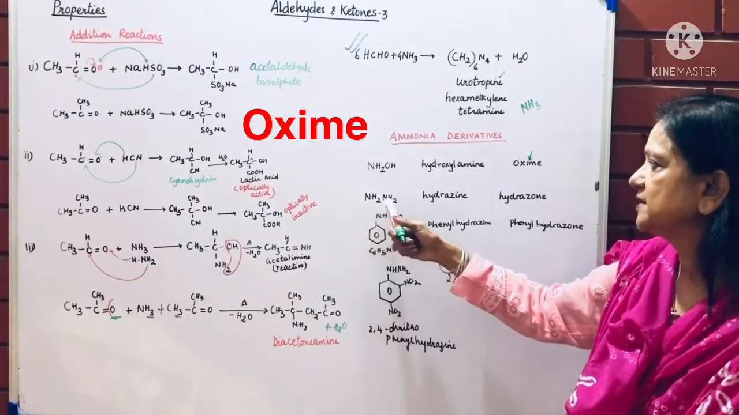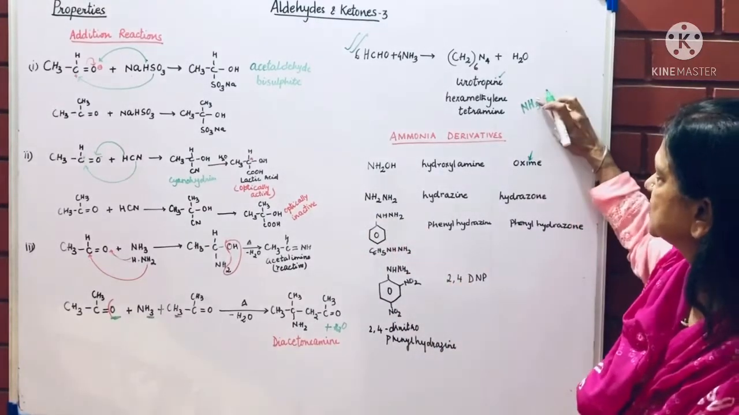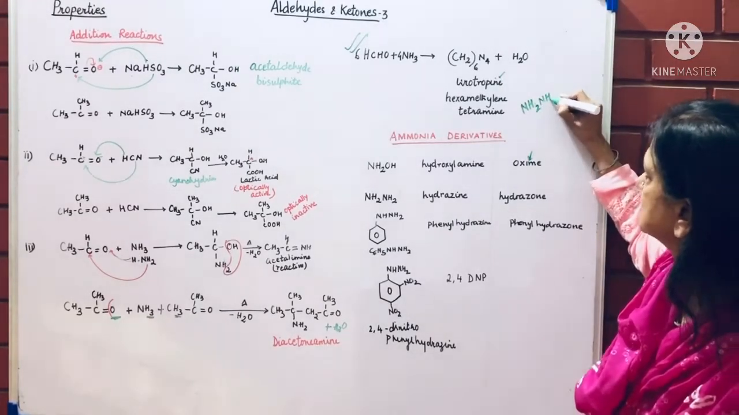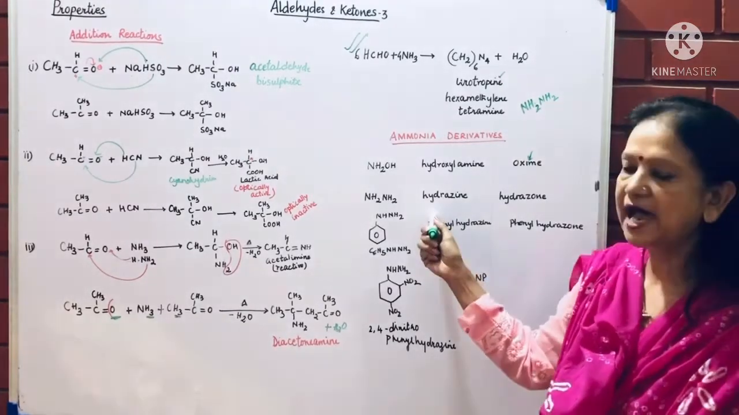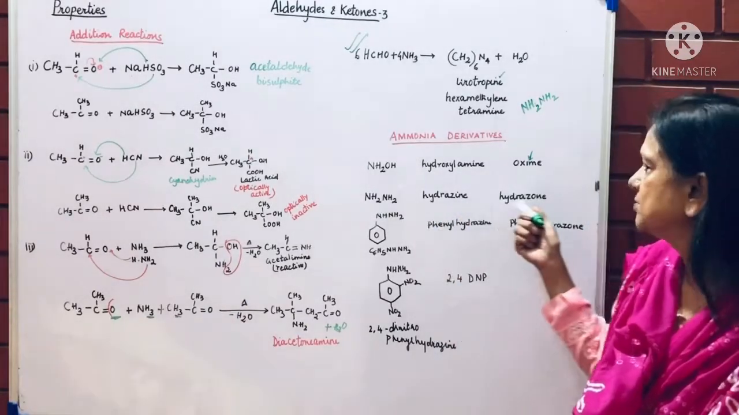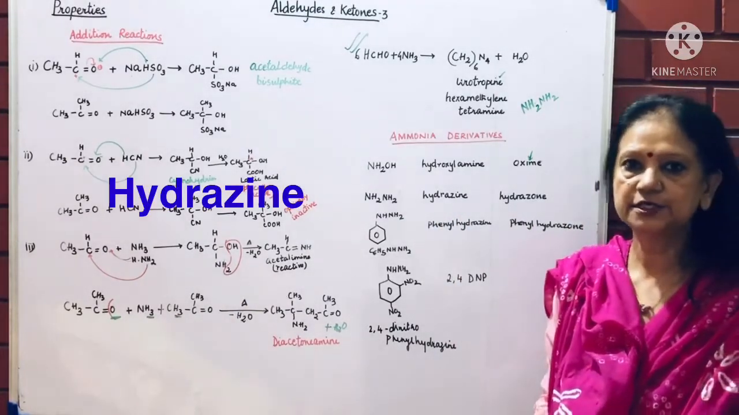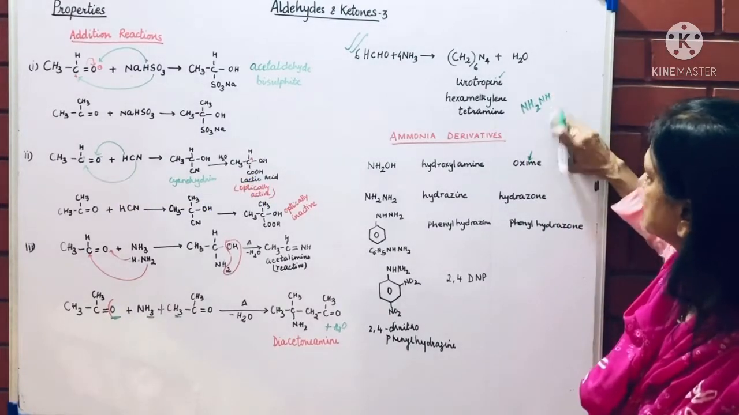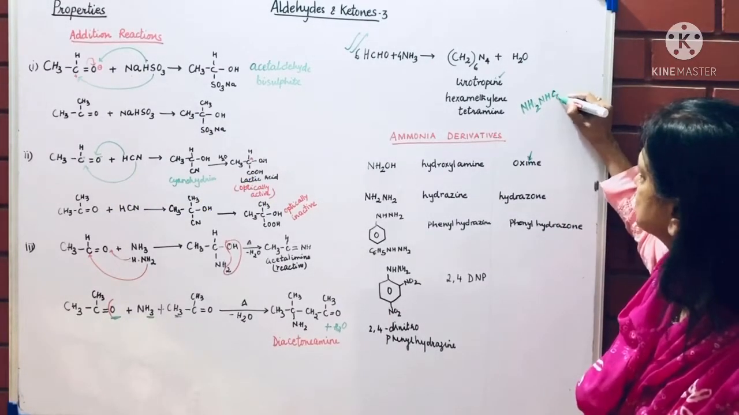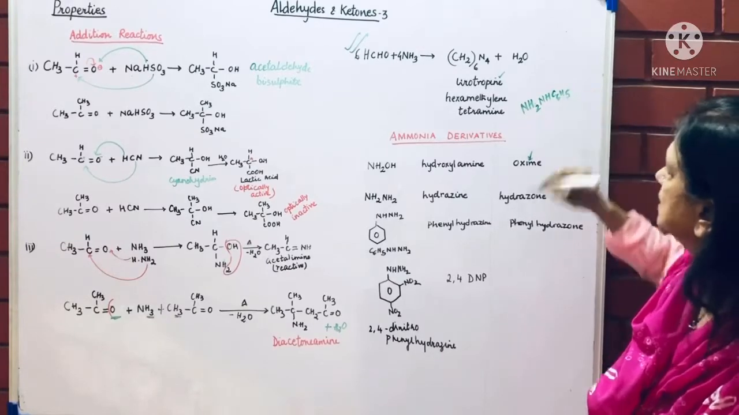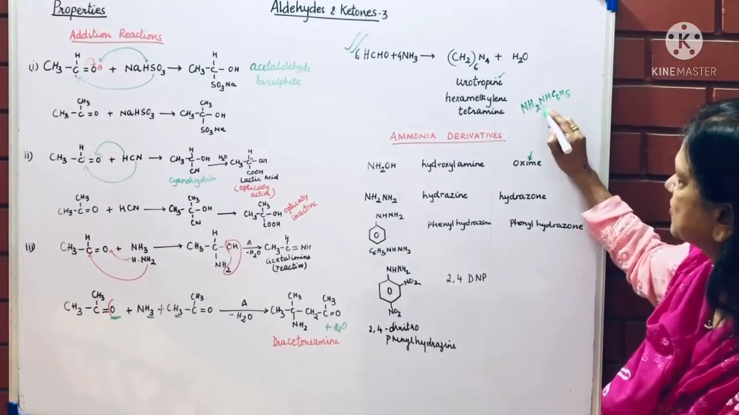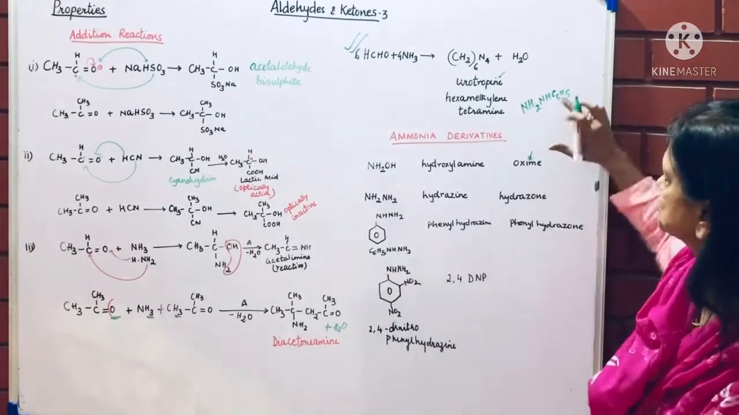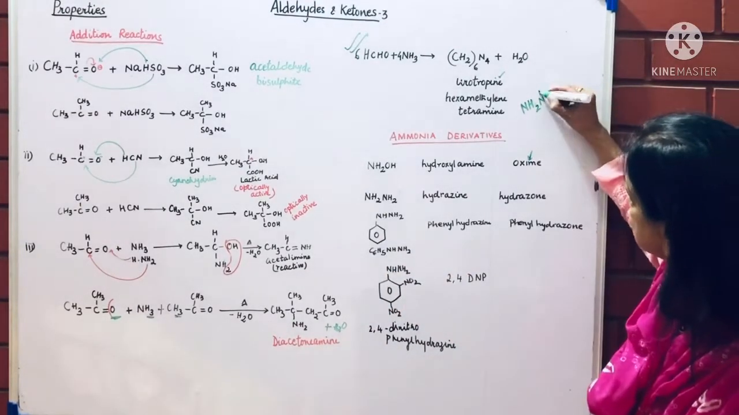The next compound is NH2NH2. So from this I am removing one hydrogen and attaching here another NH2, it is called hydrazine. And the compounds formed are called hydrazone. In hydrazine, if I further remove one hydrogen and attach here C6H5, it will become C6H5NH2. Actually, this H is outside here.